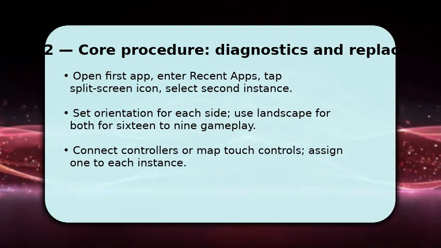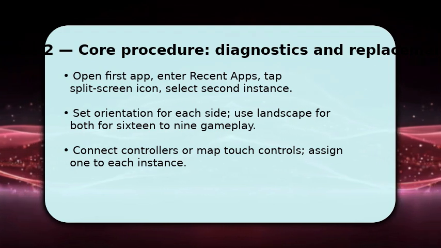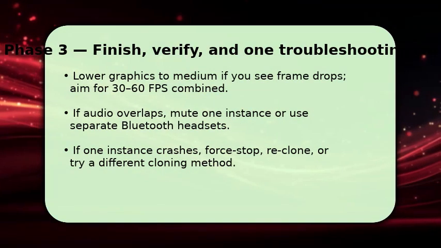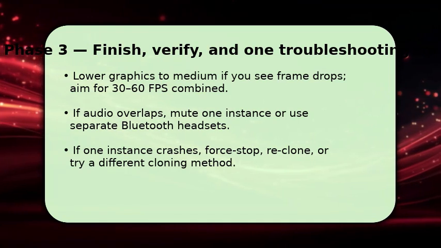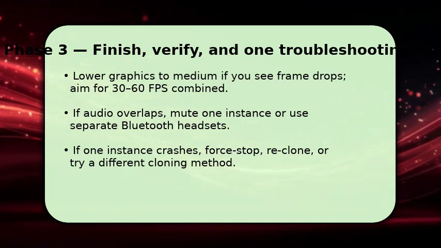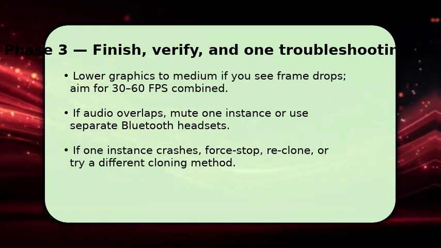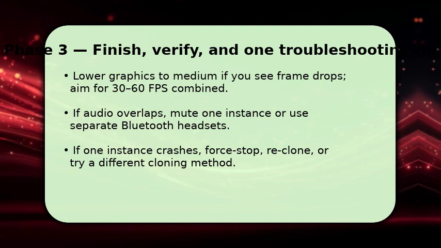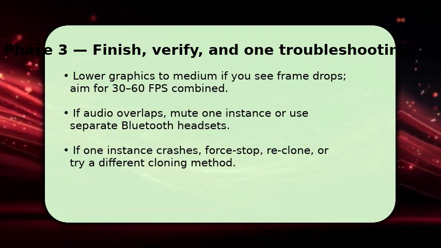Finish by optimizing performance and testing both players. Reduce graphics settings to medium, limit background sync, and ensure both instances maintain about 30 to 60 frames per second. Test controls and audio. If sound conflicts, mute one app or use 2 headsets.